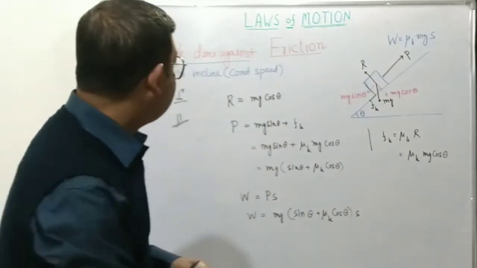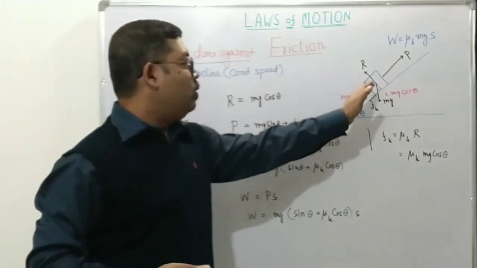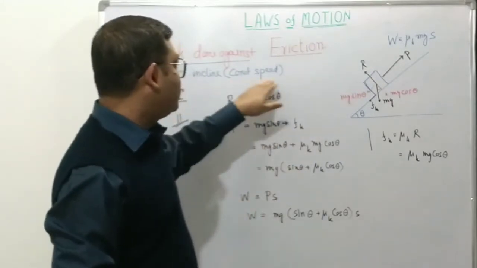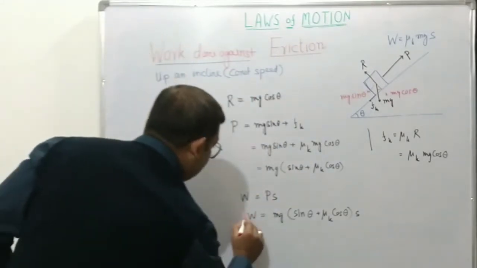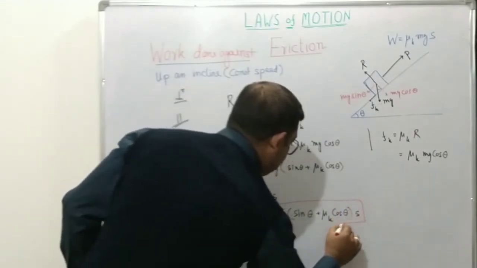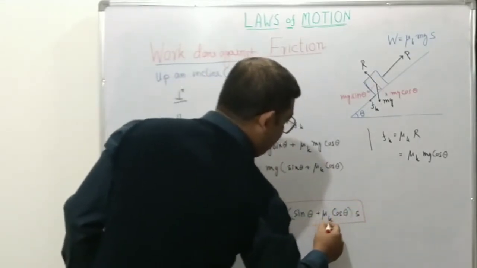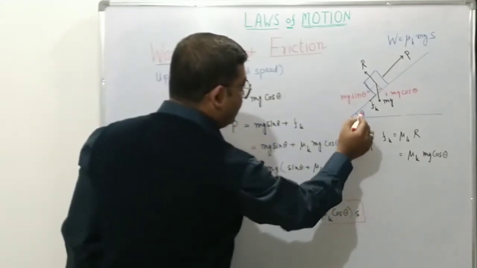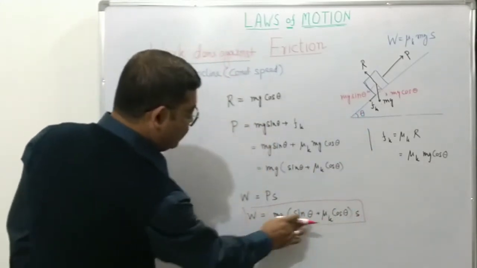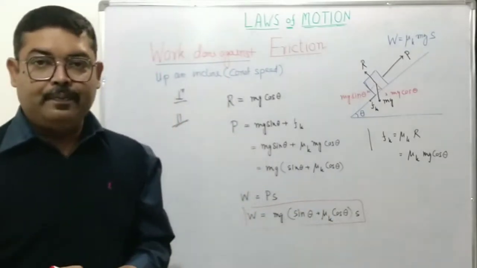So work done against friction to pull the object up the plane at constant speed will be given by this particular equation: W equal to mg sin theta plus mu k cos theta, times s, where mu k is the coefficient of kinetic friction, theta is the angle of inclination of the plane, and s is the displacement. So it is given by this particular equation.